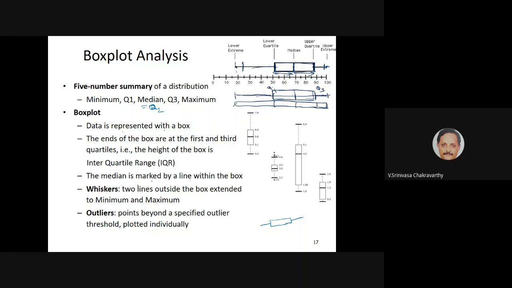Okay, so we have seen the two lines outside are called whiskers. Then points even outside of this, if they exist, are called outliers. Okay. And sometimes the endpoints are also denoted by another line here. And the box plot can be either vertical or horizontal.